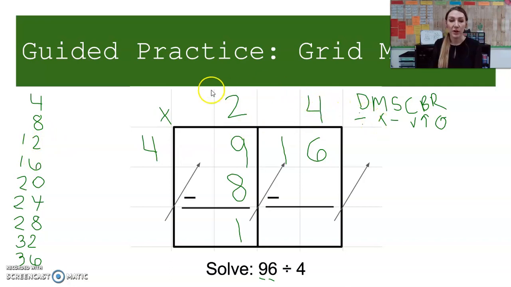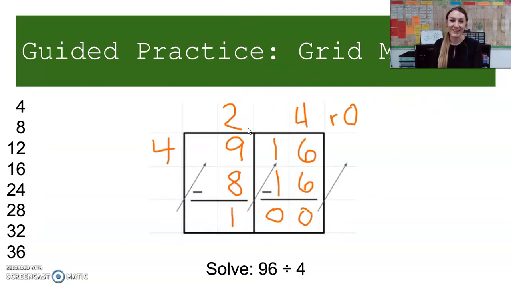Then I'm going to multiply. 4 times 4 is 16. Next I'm going to subtract. 6 minus 6 is 0. 1 minus 1 is 0. So I don't have a remainder. My quotient is 24.